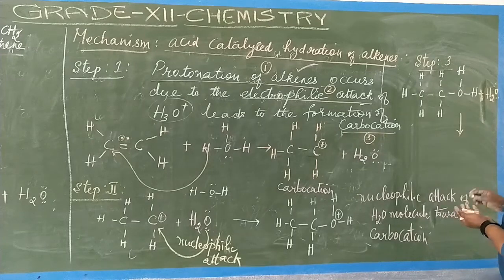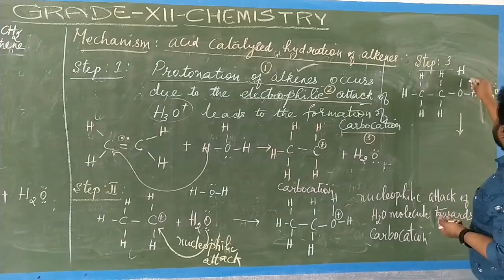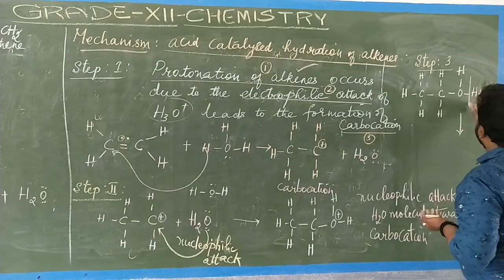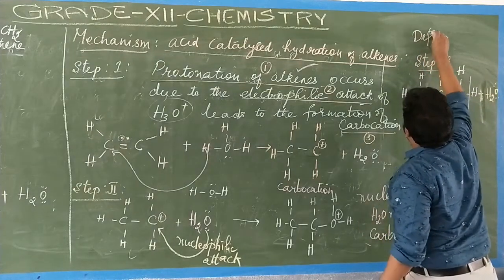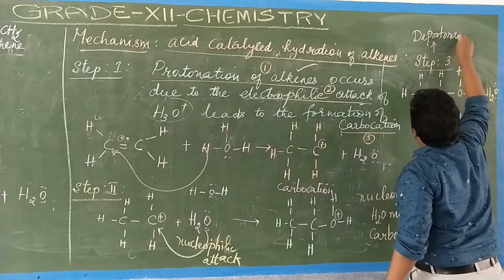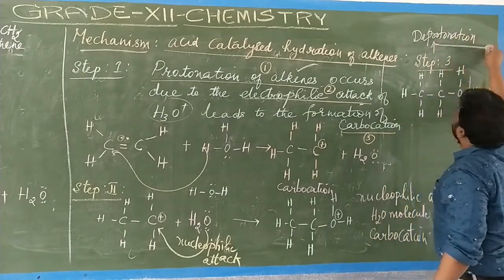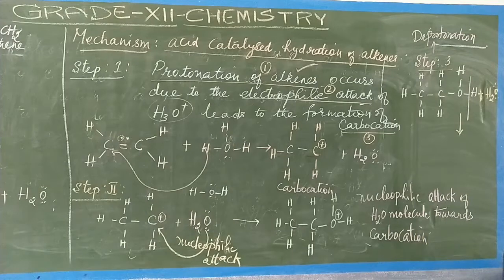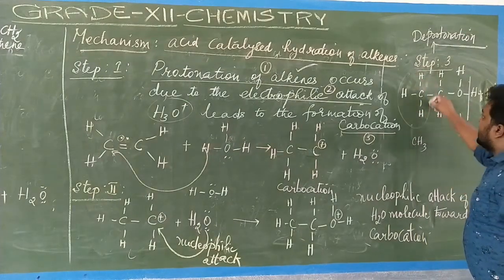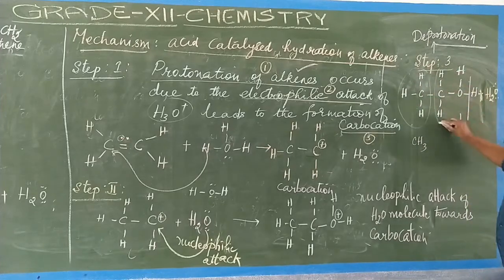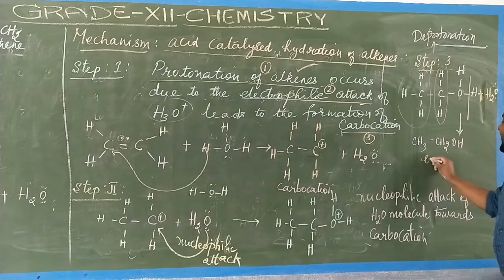Upper, what will happen, you see, deprotonation takes place. Step 3 is deprotonation. Deprotonation means removal of a proton. So when deprotonation occurs, what happens? This CH3 I have written, then this CH2 I have written, then OH. Alcohol, ethanol.